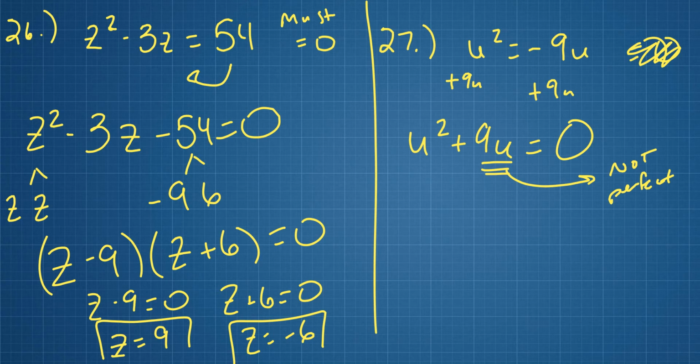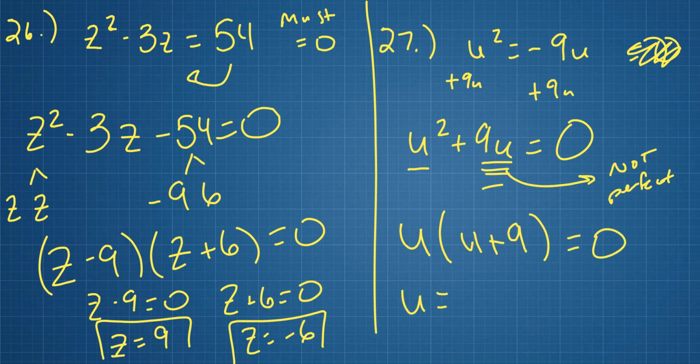But luckily, they both share a u. So I put u outside the parentheses. I put u plus 9 inside the parentheses because I divided both of them by u. Now I have two things. I get to say u equals 0, so I set this part equal to 0. Or u plus 9 equals 0. I subtract 9 from both sides. U equals negative 9.